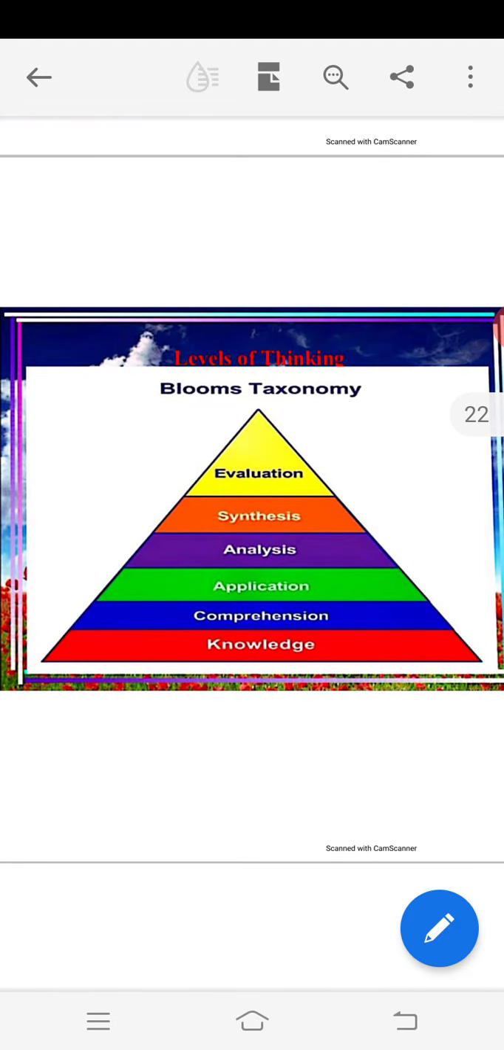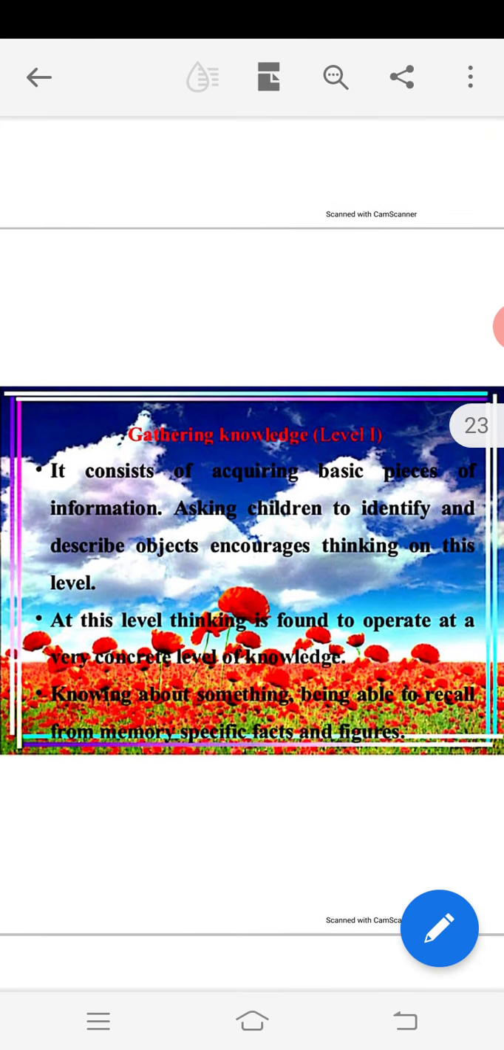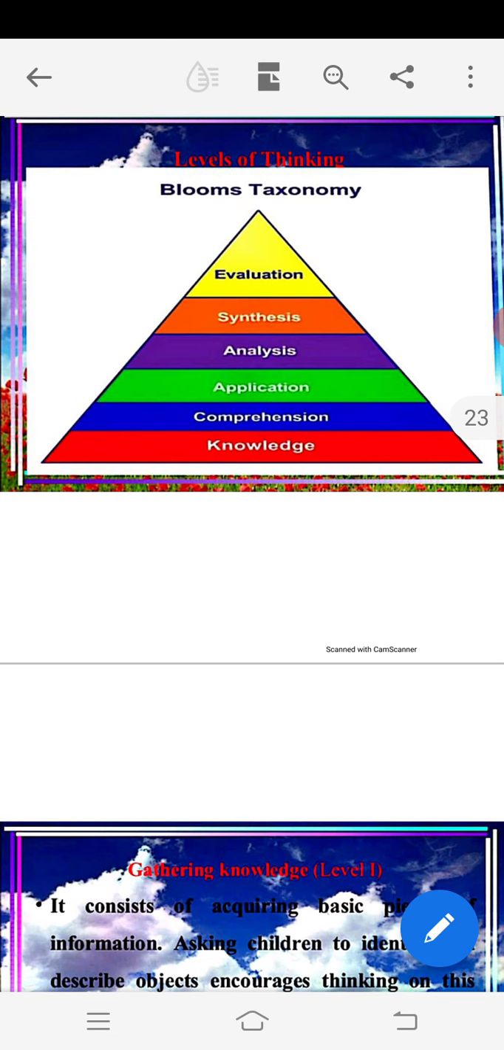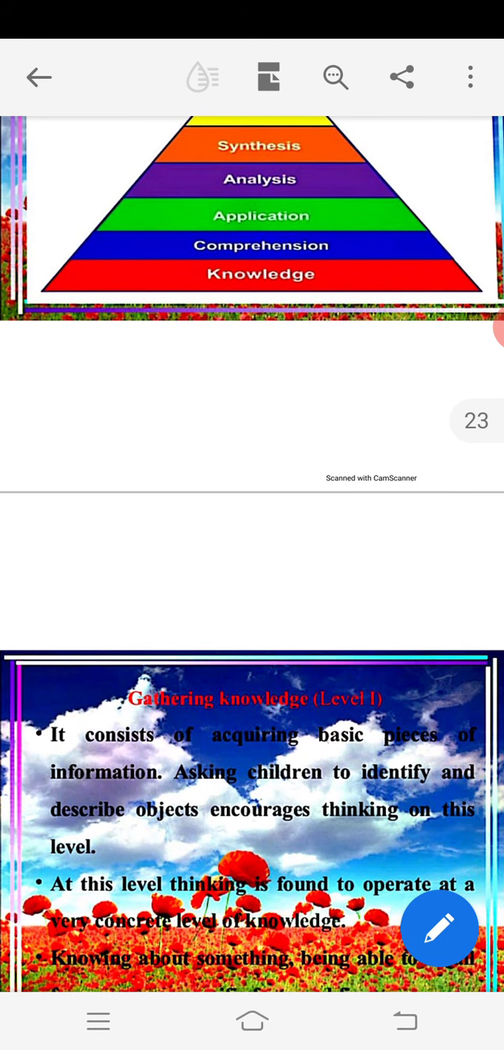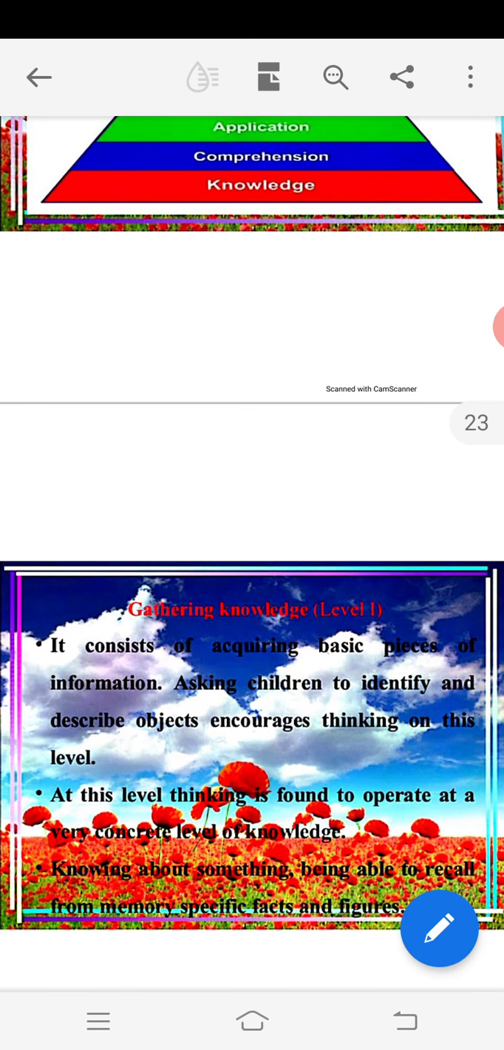Then come to the levels of thinking. According to Bloom's taxonomy, the levels of thinking are evaluation, synthesis, analysis, application, comprehension, and knowledge. First is gathering knowledge. From the bottom of the pyramid, you see that at the lower level, first is knowledge, gathering knowledge. It is based on pieces of information. It acquires the basic piece of information.